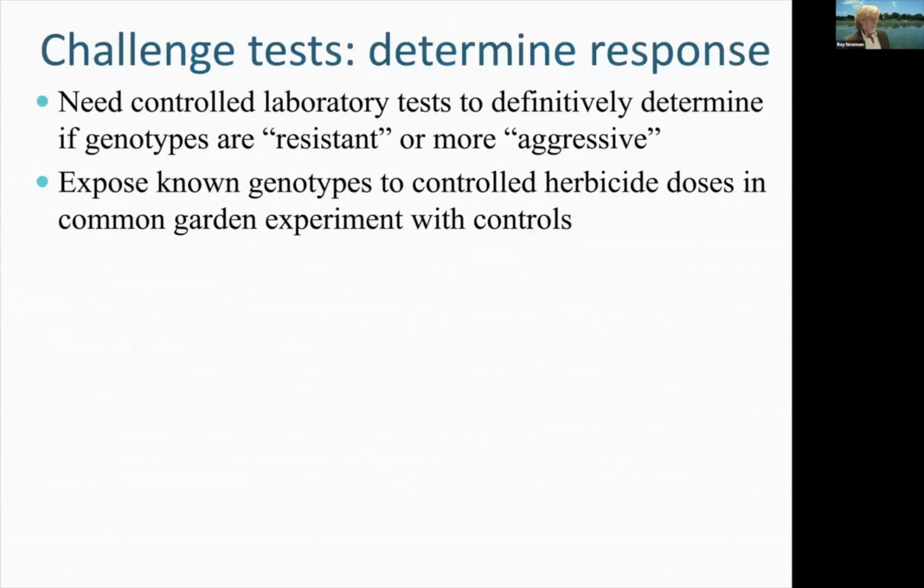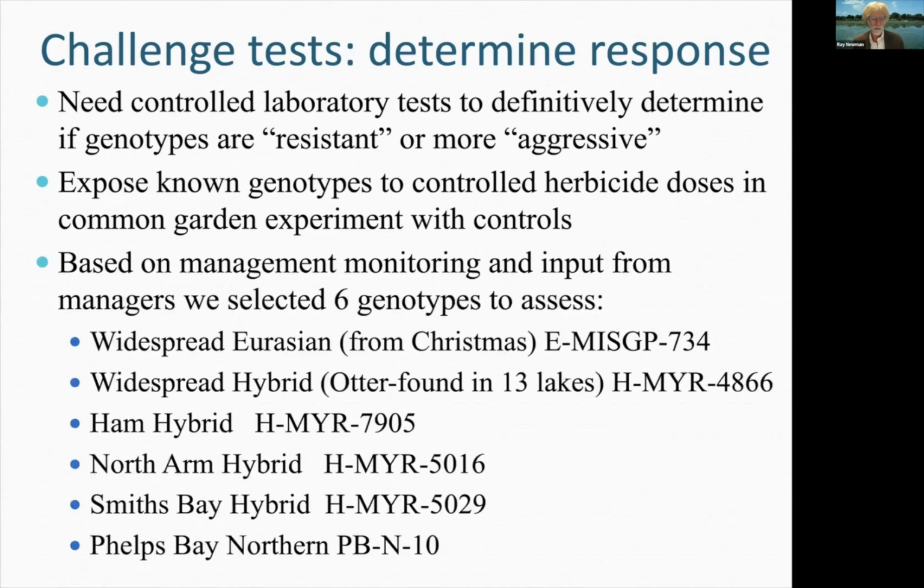So if you really want to know whether these genotypes are resistant to herbicides or whether they're going to be problematic, even if they're much better growers and going to be more aggressive, you really need to do controlled laboratory experiments. So that's what we've done. We've exposed known genotypes to controlled herbicide doses in a common garden experiment with controls. And from that, we can determine whether a genotype seems to be resistant to an herbicide or is a much faster grower. So based on our management monitoring and input from managers, we selected 6 genotypes to assess.